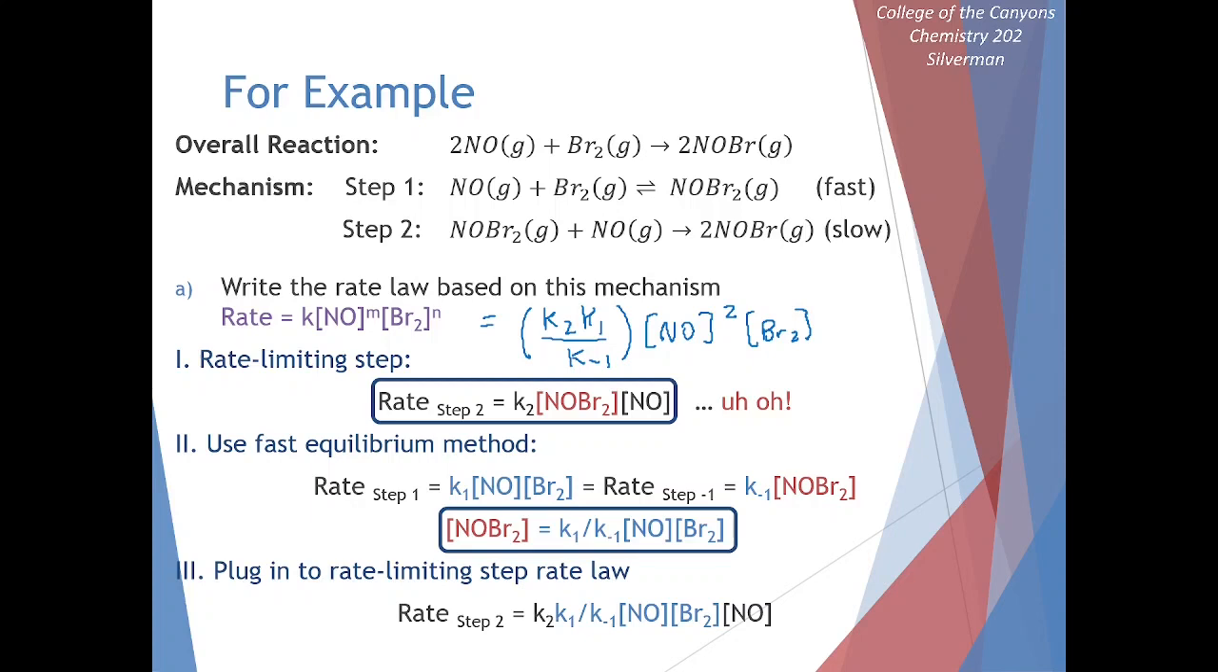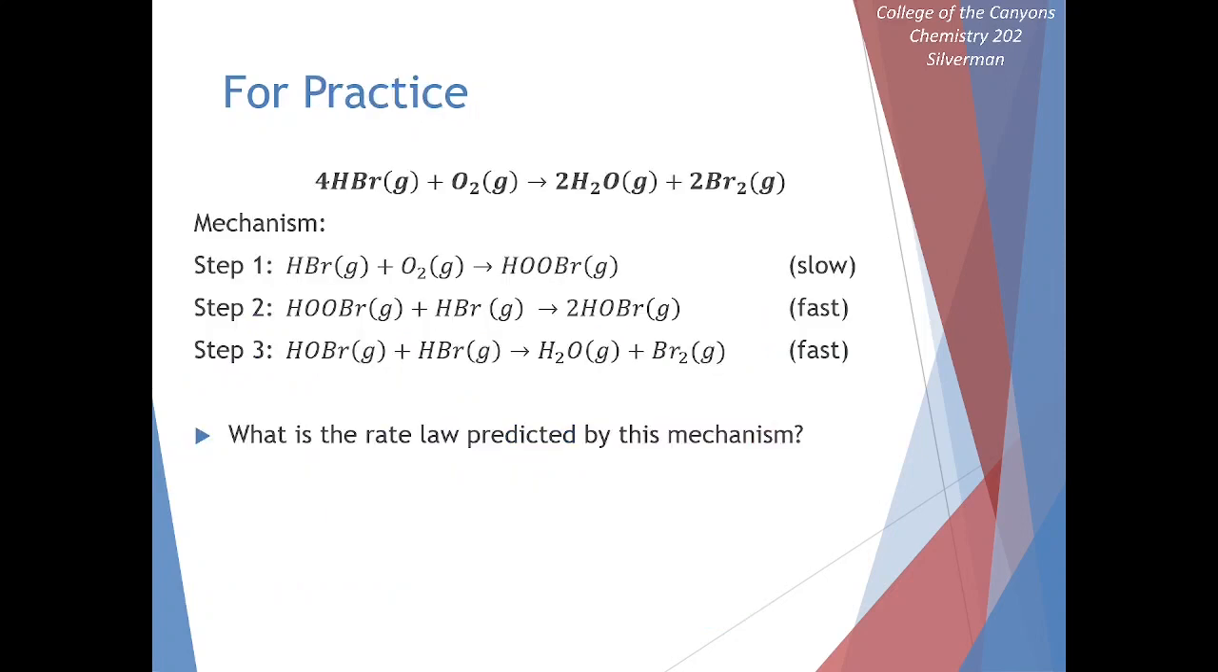Our goal was to figure out this rate law. Now we know that our order for nitrogen monoxide is 2. We know that our order for bromine is just 1. And additionally, we have our rate constant for the overall reaction, which is based on the rate constants for the steps in our mechanism. We have one last practice problem here. We can test this out, see if we can get it.